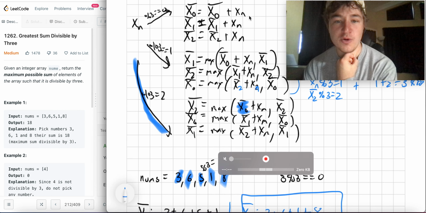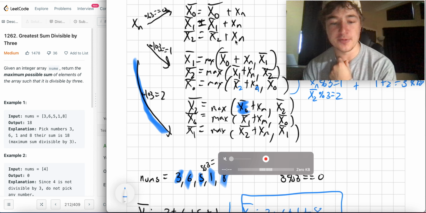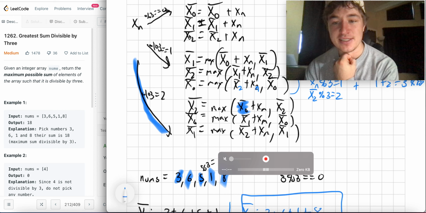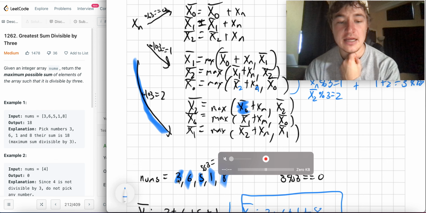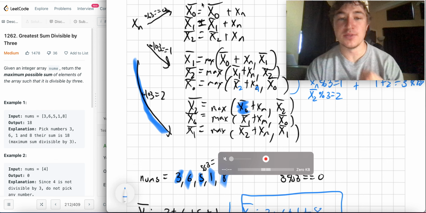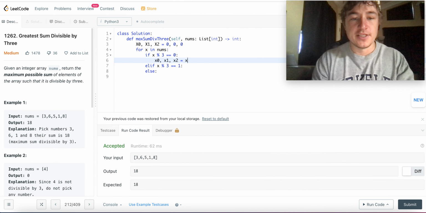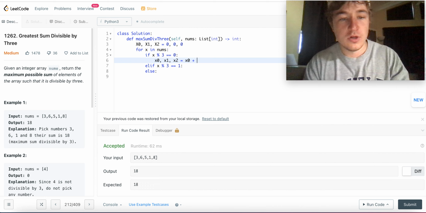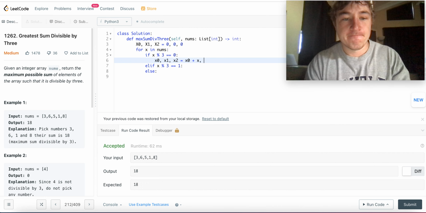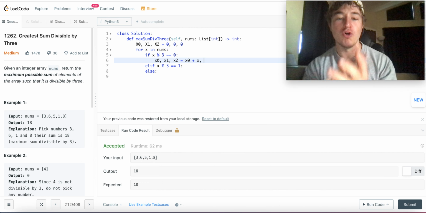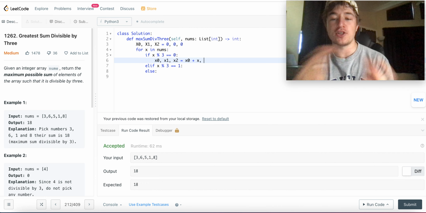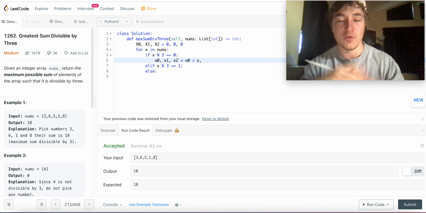Well, it's just x0 plus x, the newest number, x1 plus x, x2 plus x, but only if these previous things exist for x1 and x2, right? Because we can't add in the 3 into x1 until there's some sum that exists with x1. Okay, so this is x0 plus x, right? And we don't need to take the max because it'll only grow, right? We're not shifting anything. We're not swapping any variables. So if x0 was the max before, it'll stay the max.